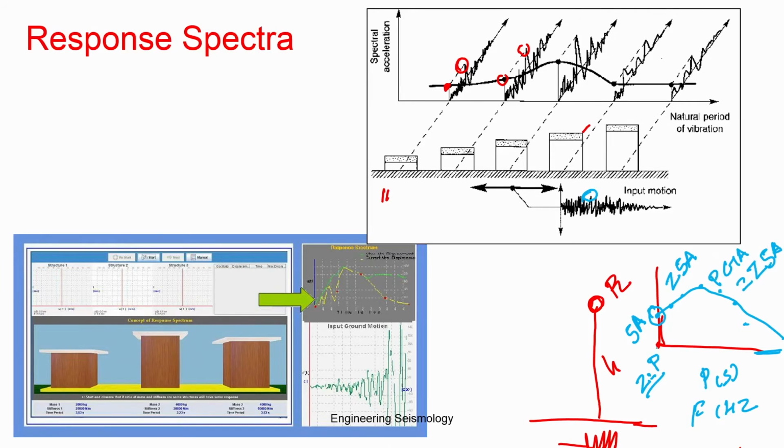Why? Because at zero period there is no structure, so your input motion is your response. Then when you have a period, this response changes, and that response is what is plotted here. This kind of analysis is basically the response spectrum analysis. This involves solving a mathematical equation for a single degree of freedom structure. So you can see how the response will look like this.